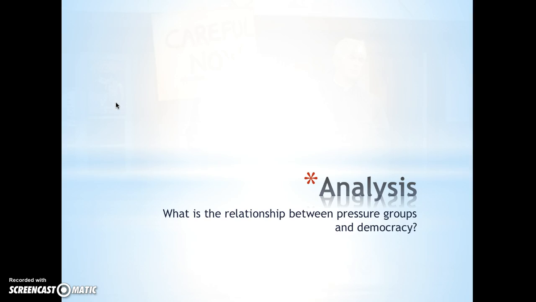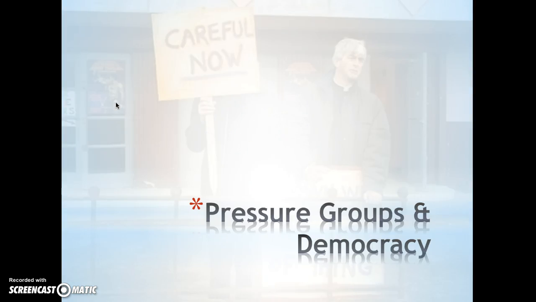So as we go through this, be aware that what we're talking about here is the broad outline relationship, the thematic relationship between pressure groups and democracy. You will need to bring the evidence to hang off this particular skeleton. So the key point really is that the main thing is that pressure groups exist to make democracy better.